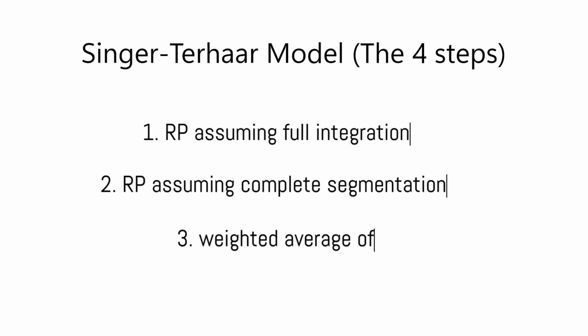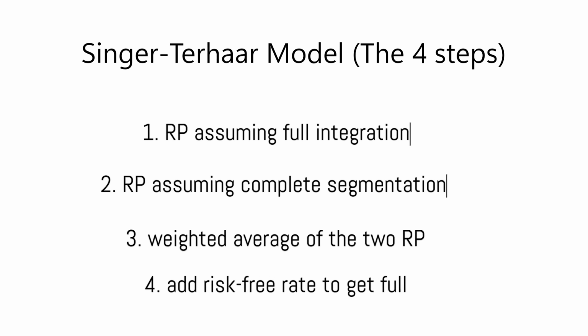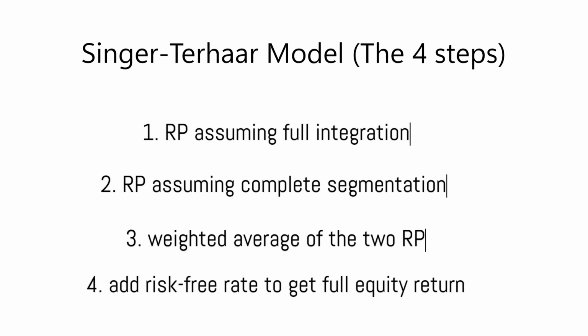The third step is taking the weighted average of the 2 risk premiums. The weight is the degree of the equity's integration into the global financial market. In well-developed financial markets, the degree of integration is around 70%. The fourth step is to add the risk-free rate to the risk premium in order to get the full return rate. Whether fully integrated or completely segmented, the risk premium calculation starts with the same equation.